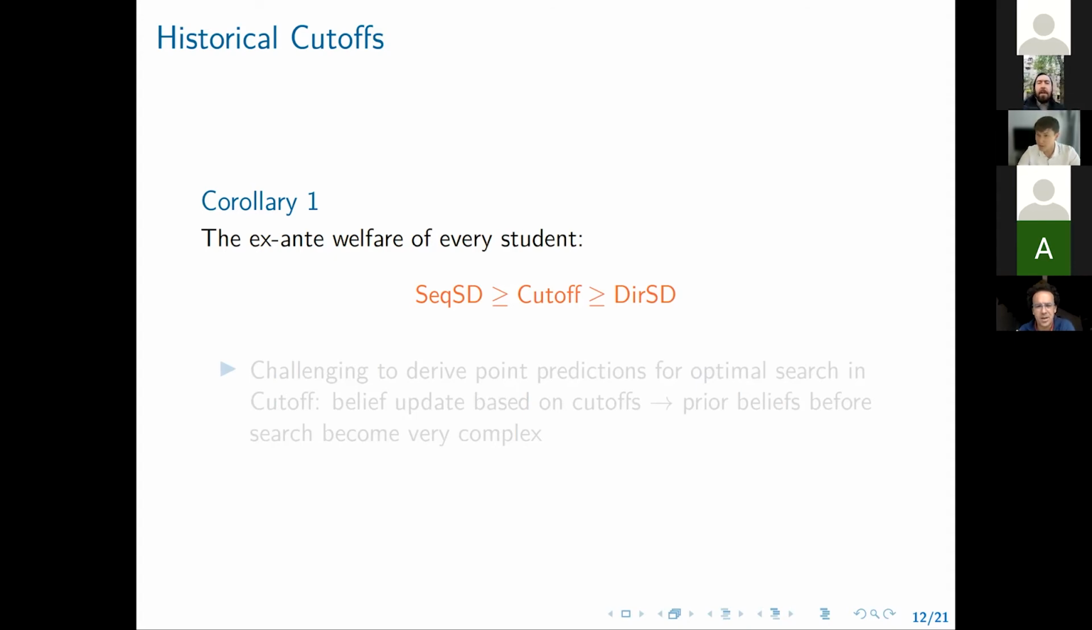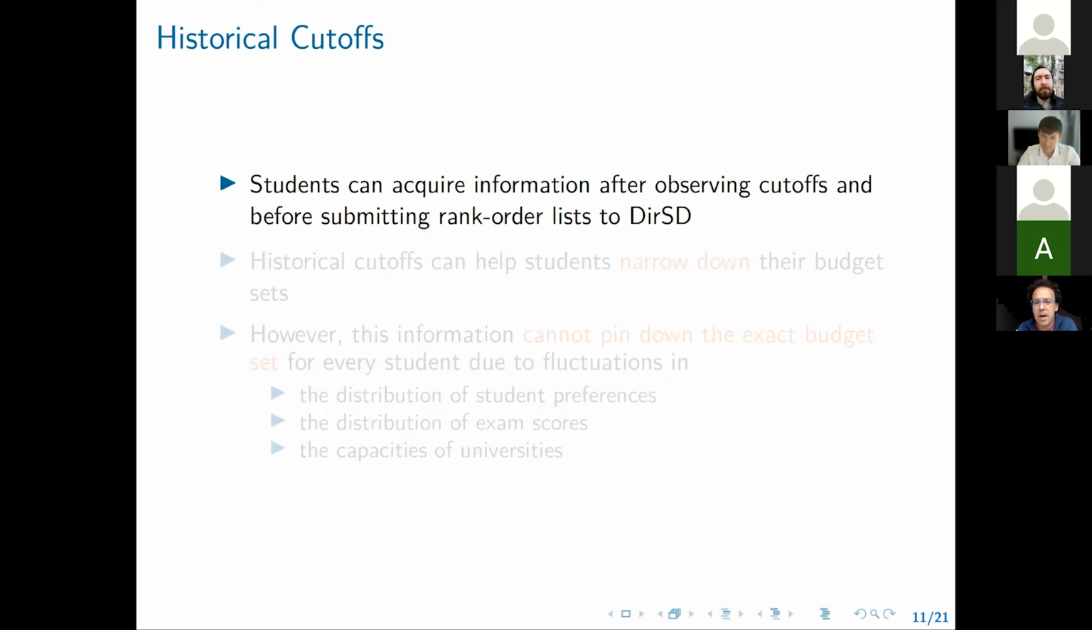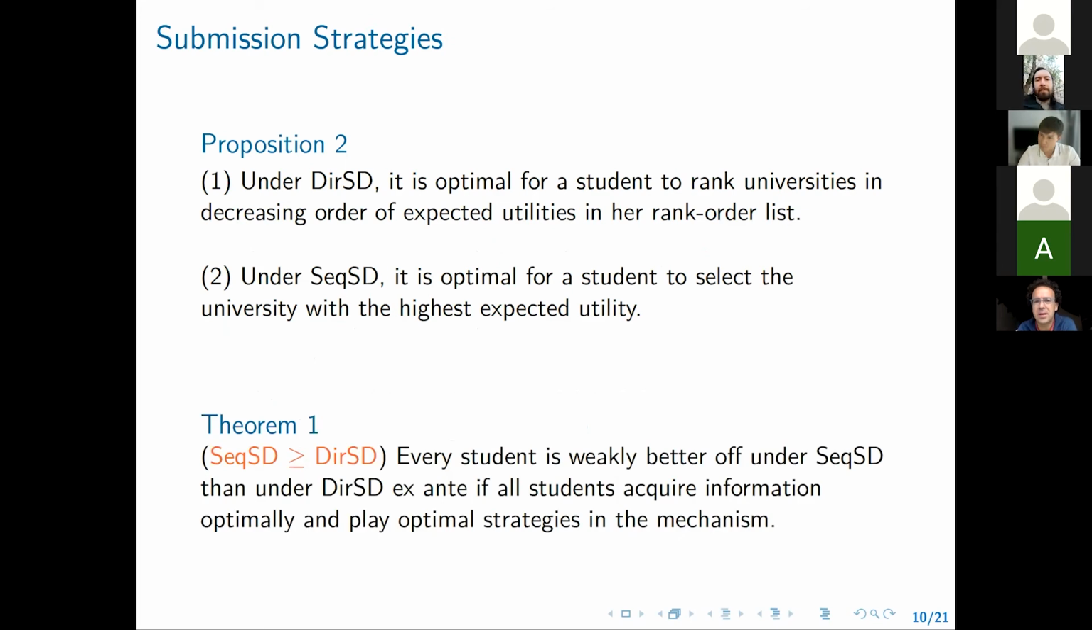Yes. That's a quick question. In comparing the sequential versus the direct, are students better off because they are paying less search cost, or because they get better assignments, or both? The answer is both, because sometimes in direct, for instance, you wouldn't acquire additional information because expected utility is lower. So the effect can be on both dimensions. Actually, in equilibrium on both, they pay less and they get better matches.